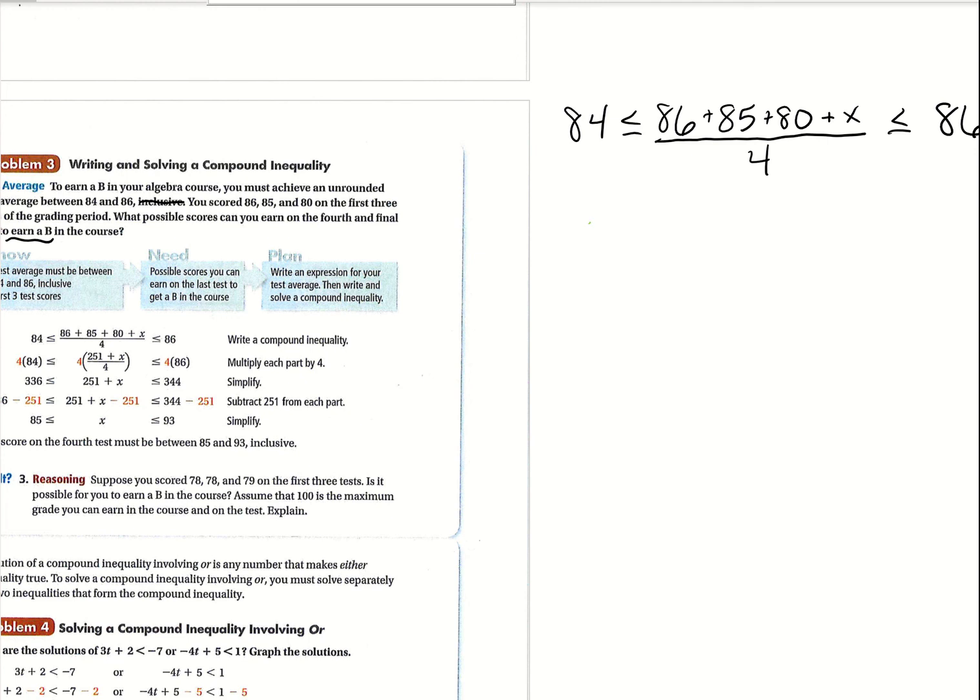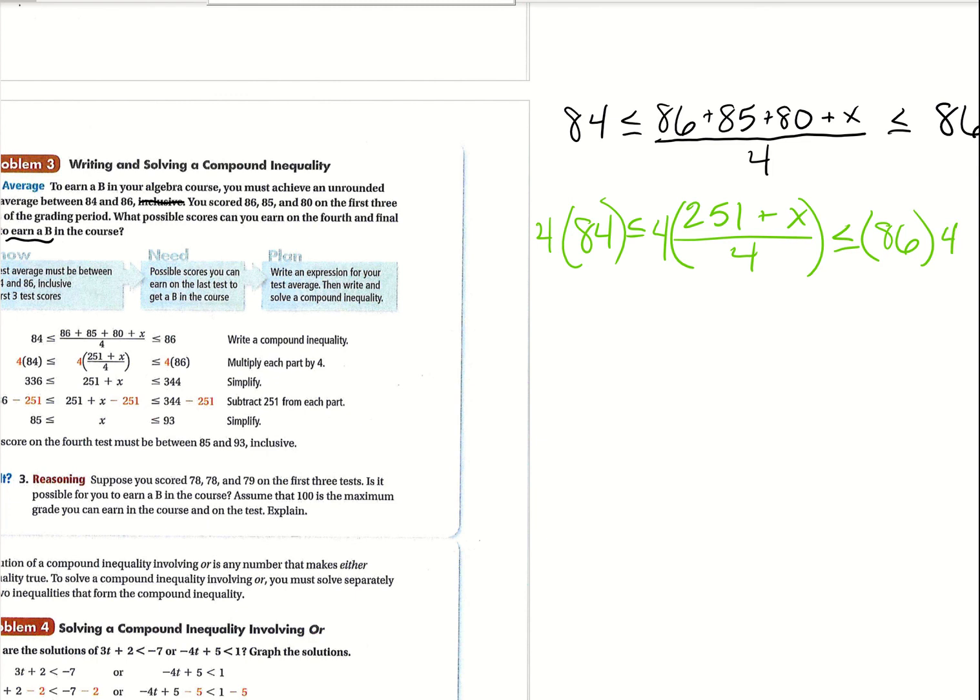I am not going to pretend like I'm going to do that in my head. So we have 84 is less than or equal to 251 plus x, over 4, is less than or equal to 86. Now we need to multiply everything by 4. Usually this means multiply both sides, but since there are technically 3 sides, we're going to multiply all 3 sections by 4, that way we can keep our inequality.